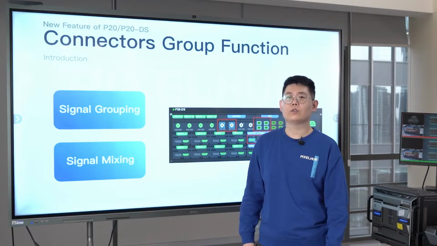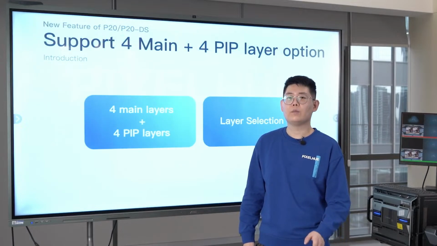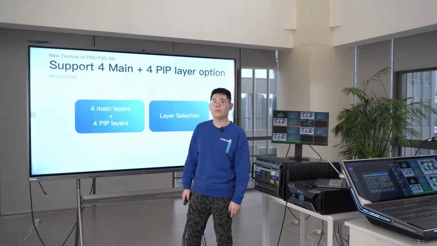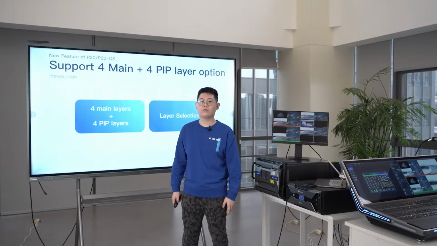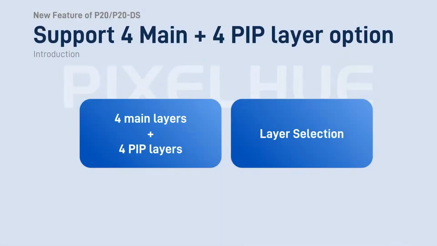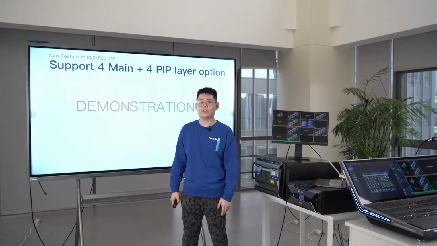The P20 also supports interface grouping now, similar to the Q8. Here's a common scenario. Imagine you are hosting a meeting using the P20 as the signal processing device. There are 2 people on the screen, and you want to activate advanced features by placing them both on the main layers. Previously, this was impossible because it exceeded the P20's main layer capacity. But now, the P20 can switch mode to a 4-min 4-pip layers mode. Let me give you a live demonstration of this.